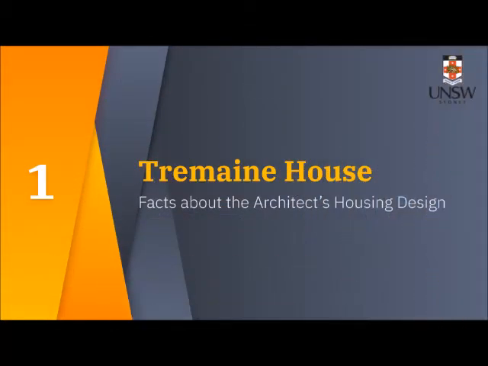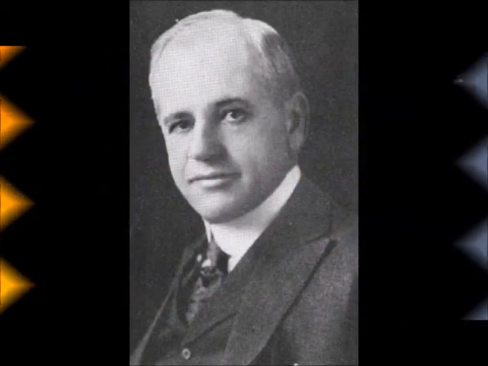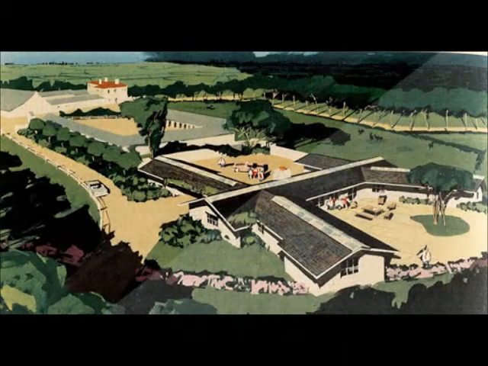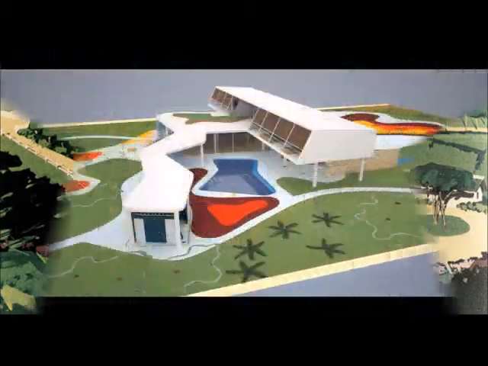Now I will explain the facts about the Tremaine House. The affinity for modern architecture is what led two brothers, Bertin G. Tremaine and Warren D. Tremaine, with their respective wives, to commission approximately 30 architecture and design projects.